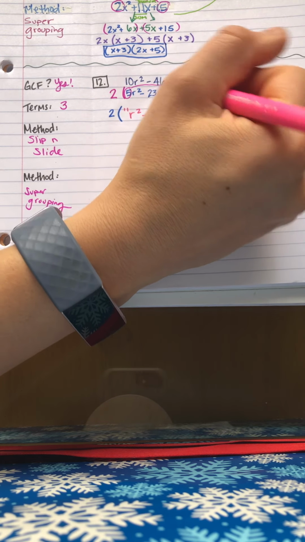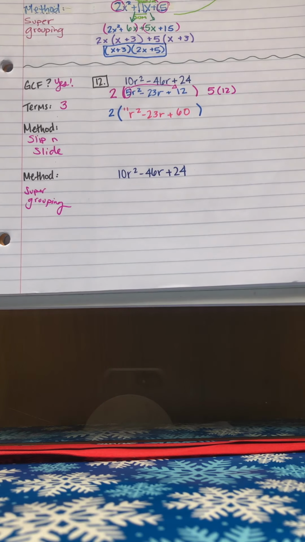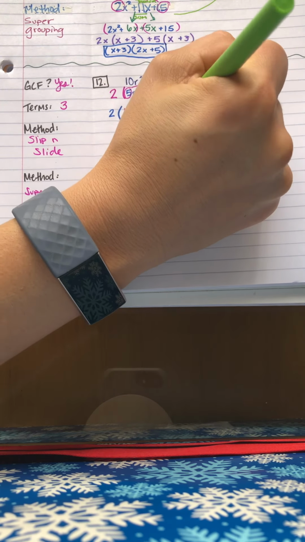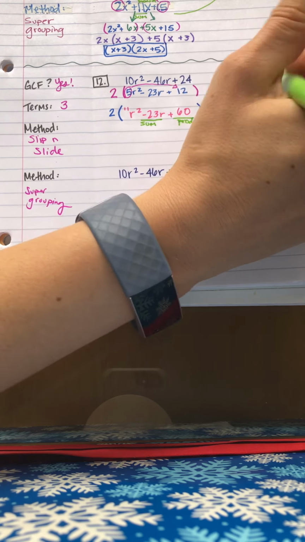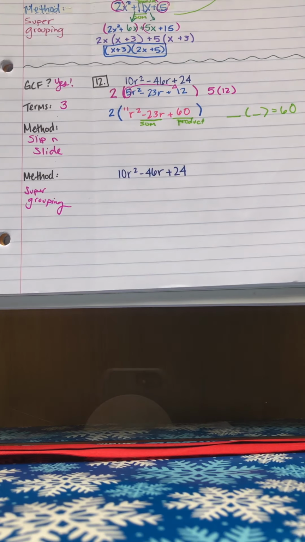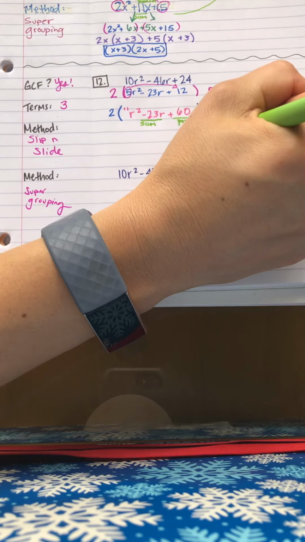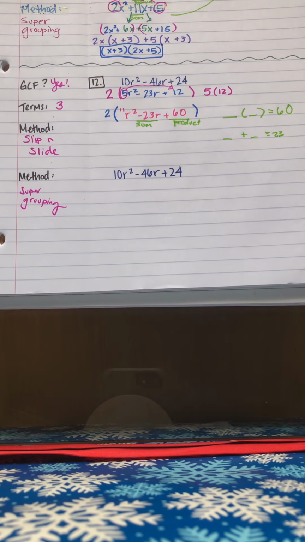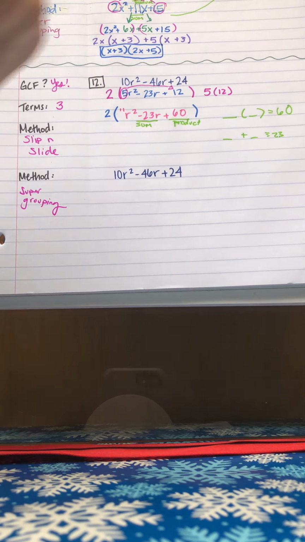Where'd the 60 come from? It came from slipping the 5 down to the 12. Now we play the P's and Q's game. What two numbers have a sum of negative 23, product of 60? So what times what is 60? That when I add it together, I get negative 23. The things that stand out to me are negative 20 and negative 3.